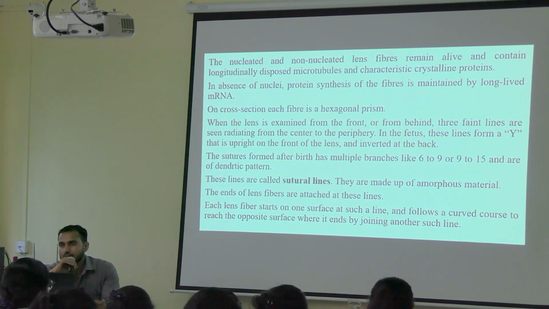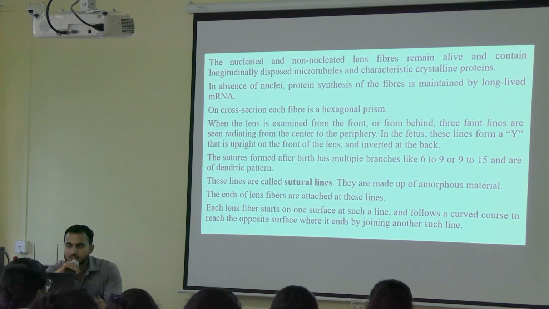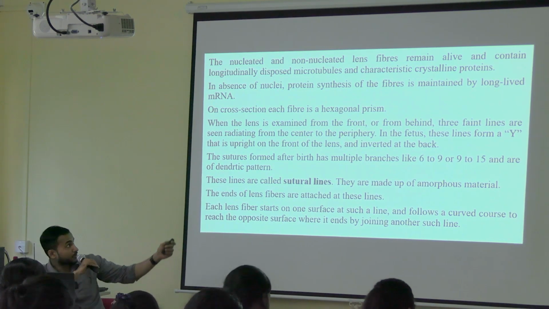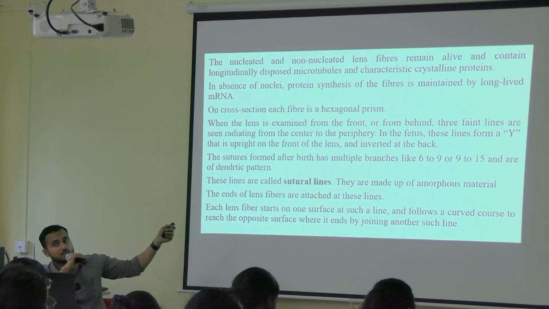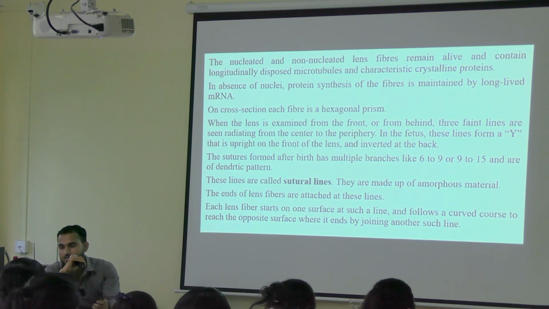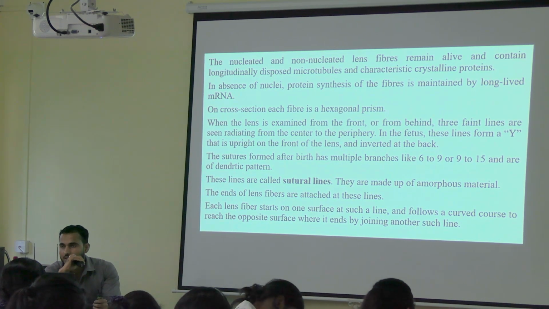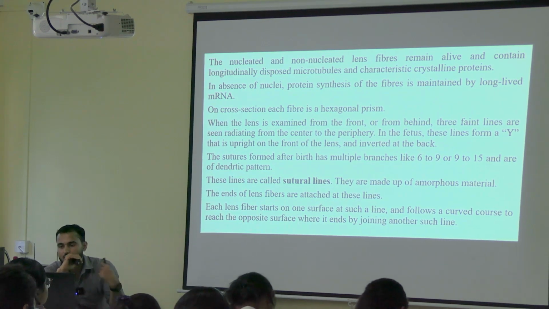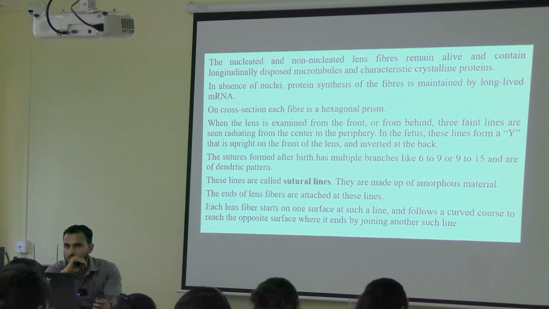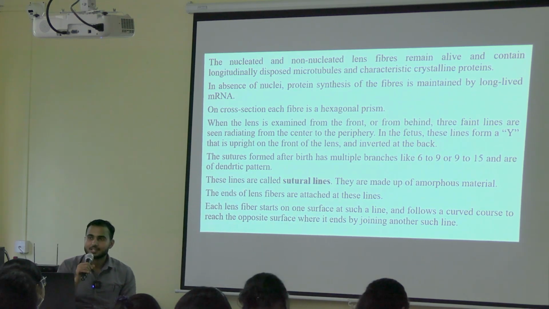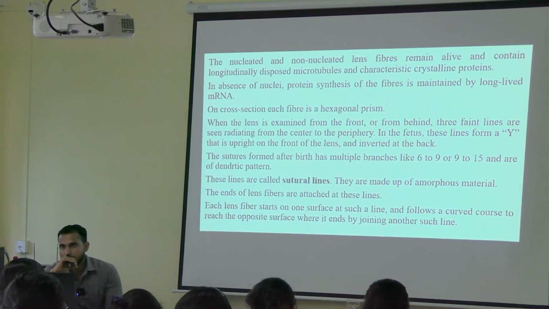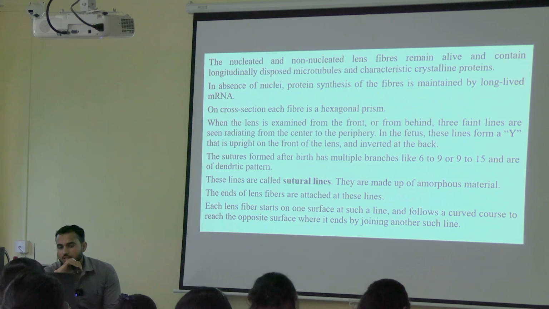So first of all, in both types of fibers, crystalline proteins are present. Next, this is very important: in the absence of nuclei, how will protein synthesis take place? It is maintained by the long-lived mRNA. So this mRNA is present, and that is continuously forming the protein which is required for the survival of the lens fibers. Next, when you take a cross section of those fibers, the shape is a hexagonal prism.